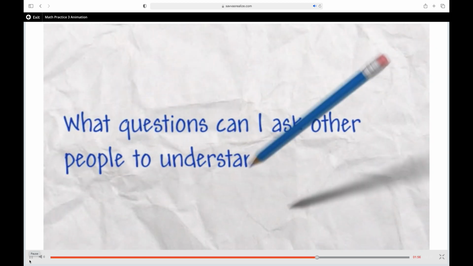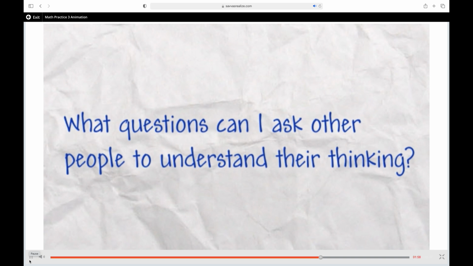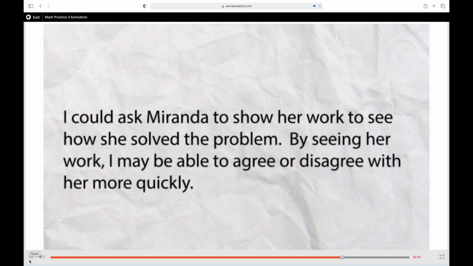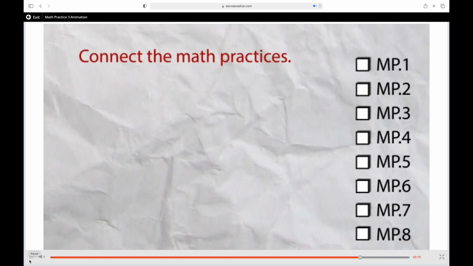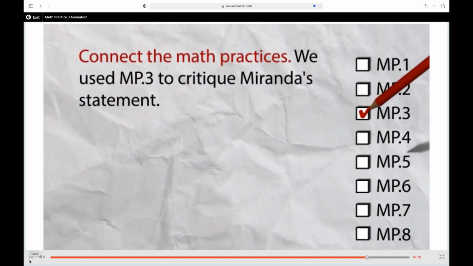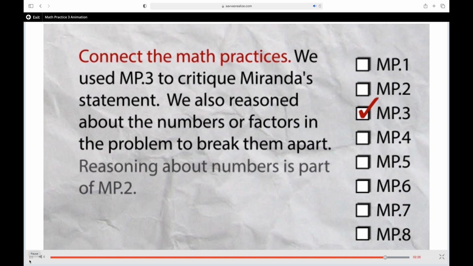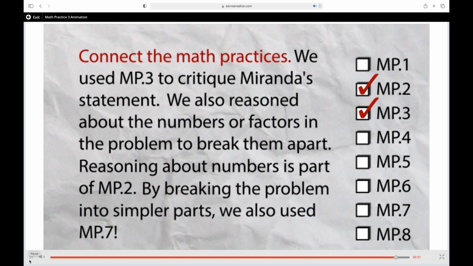You might think to yourself, what questions can I ask other people to understand their thinking? You might tell yourself, I could ask Miranda to show her work to see how she solved the problem. By seeing her work, I may be able to agree or disagree with her more quickly. Connect the math practices. We used MP3 to critique Miranda's statement. We also reasoned about the numbers or factors in the problem to break them apart. Reasoning about numbers is part of MP2. By breaking the problem into simpler parts, we also used MP7.